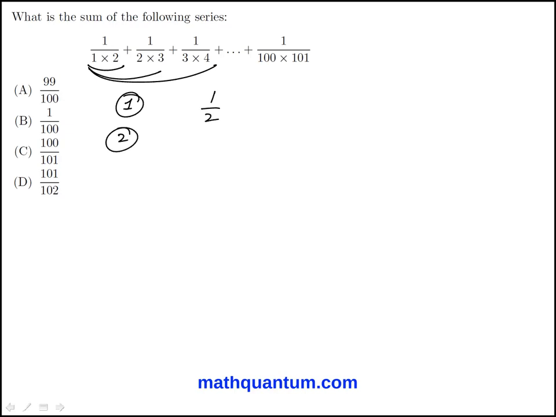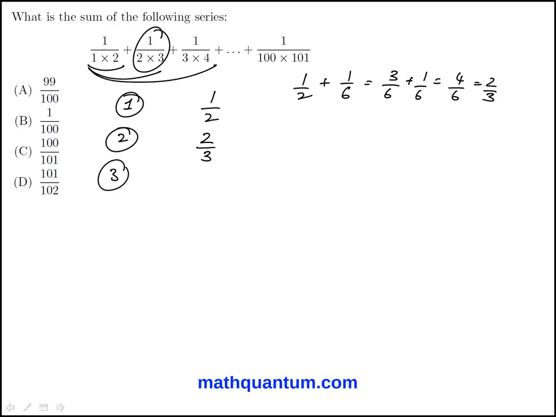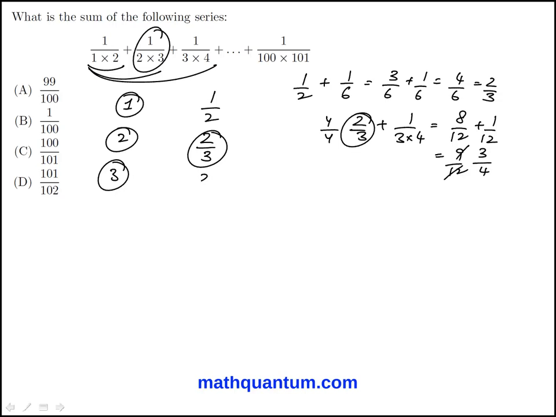And if there are 2, then I would add half plus 1/6. And this would be 3/6 plus 1/6, or 4/6, which is 2/3. So that's the sum of 2 terms. 3 would be 2/3 plus 1 over 3 times 4. And this would be, 2/3, so I multiply it by 4 over 4. This is 8/12 plus 1/12, which is 9 over 12. Divide by 3, this is 3/4.